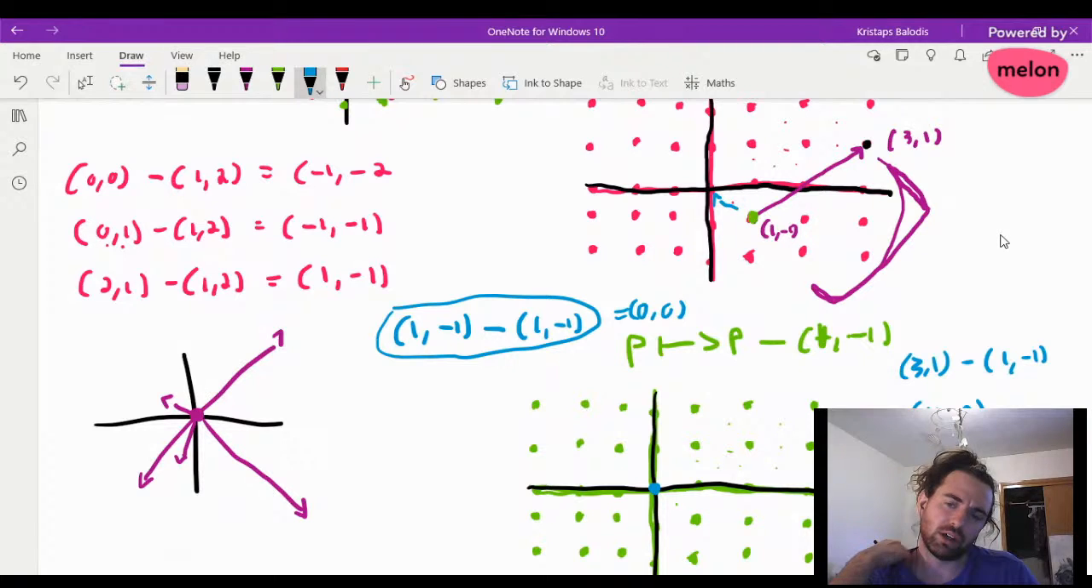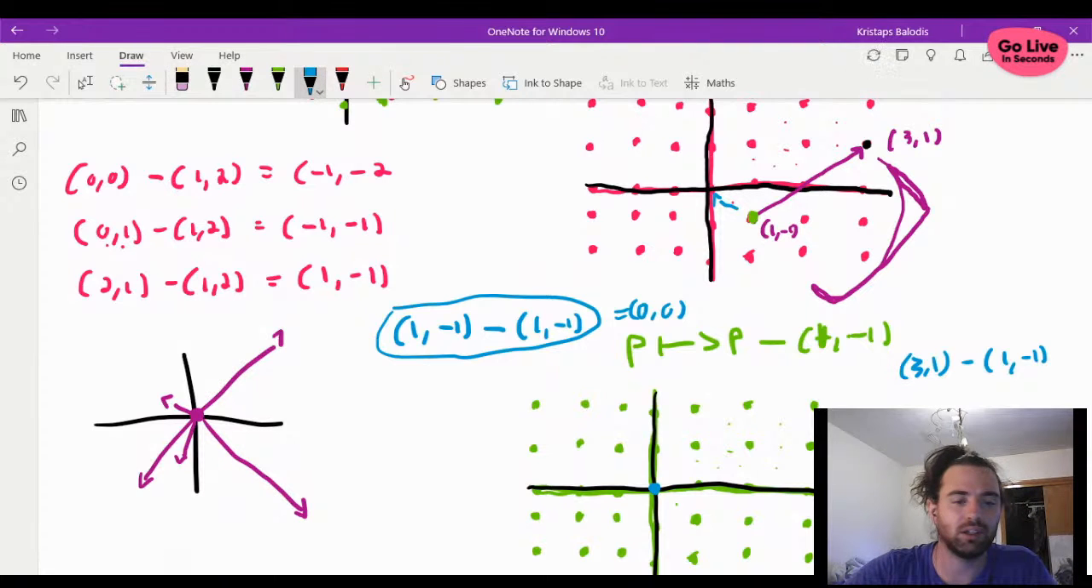Hang on a second. Yes, I made a very silly mistake. And hopefully you caught it too. Let me just check the chat. So 3 minus 1 is 2. 1 minus -1 is 2. So it actually goes to the point 2, 2. So that is here, right? This is point 2, 2.